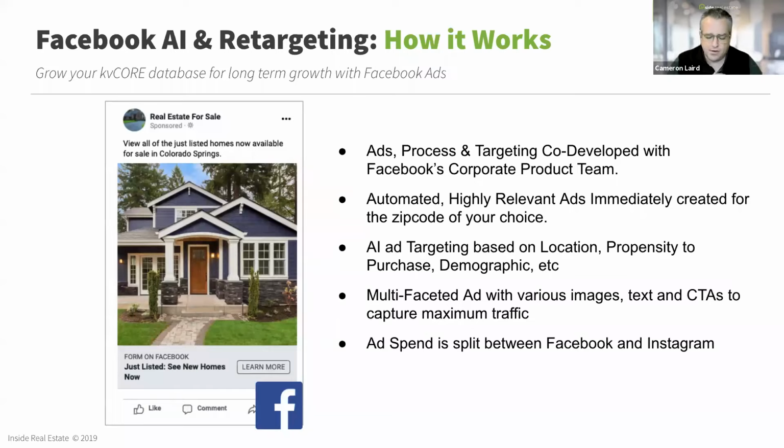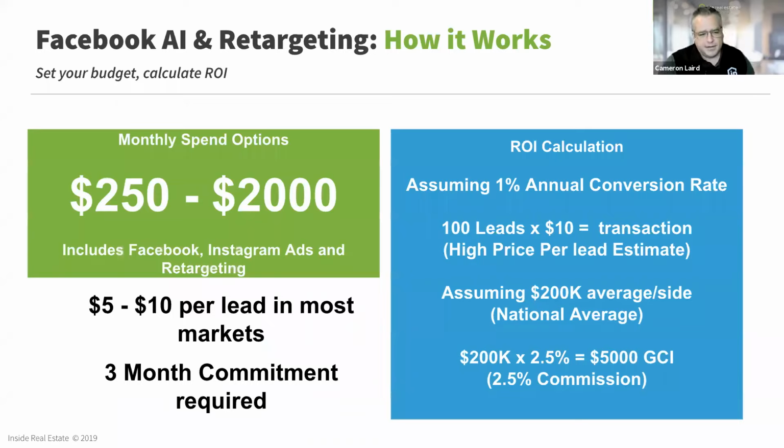And then Facebook uses their algorithm to make sure that it's getting in front of people who have a propensity to purchase, the demographic. It's a different type of product from what we're doing with the dynamic ads, because it is much more static. But if you're looking for an option that doesn't require listing inventory, this is the way to go. This product's a little less expensive. It starts at $250 because it's a little easier to build these out. You're probably going to see $5 to $10 per lead in most markets. Again, a 3-month commitment is required on this as well.